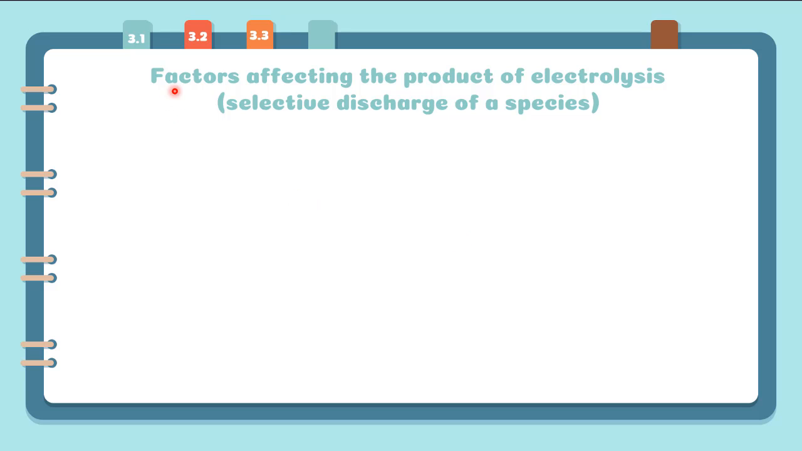Next, let's look at the factors affecting the product of electrolysis. So it refers to selective discharge of a species. The word selective refers to if you have two choices, which one we want to choose for a species to undergo either oxidation or reduction. So the first factor is based on SRP values, standard reduction potential. So you need to refer to that SRP table.